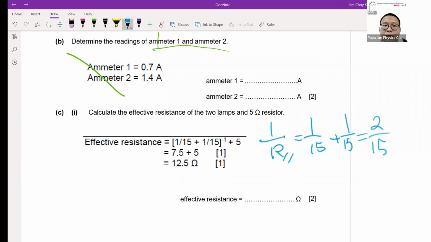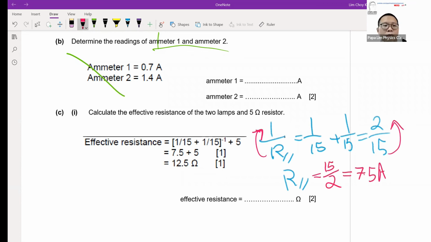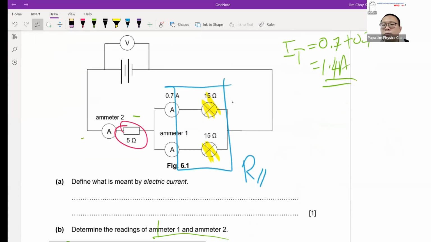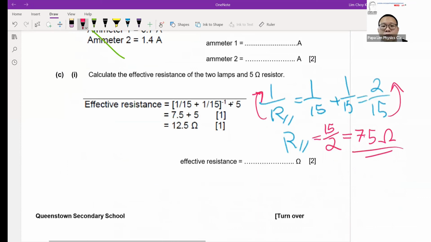Remember, this is not the final answer yet. You are supposed to give me R parallel first. So which means you need to inverse this, to inverse here, to inverse here. So it will be 15 over 2, it will be 7.5 ohms. If the parallel branch is 7.5, and it's in series, it means you just add up, your plus 5. This is where I get the 7.5 plus 5, answer will be 12.5.